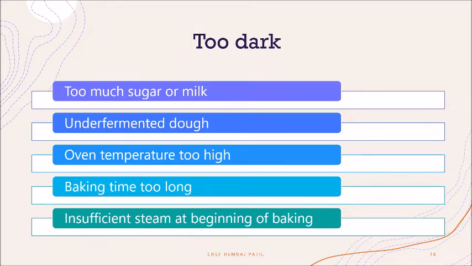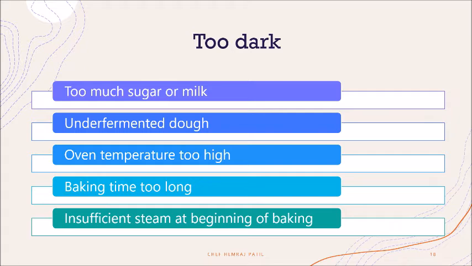Next reason is baking time too long. Of course, if you keep the bread for a long time in the oven, it is going to become brown, then dark, and after some time it will burn also. So you should not over bake the bread.